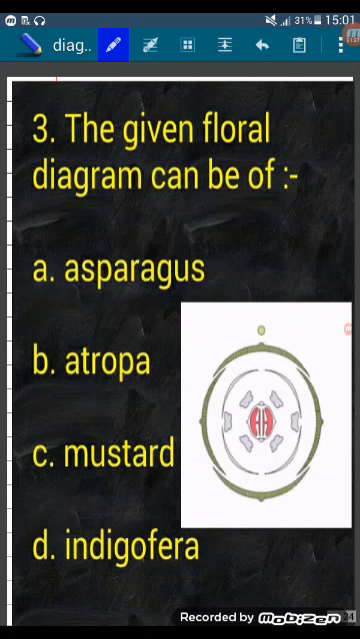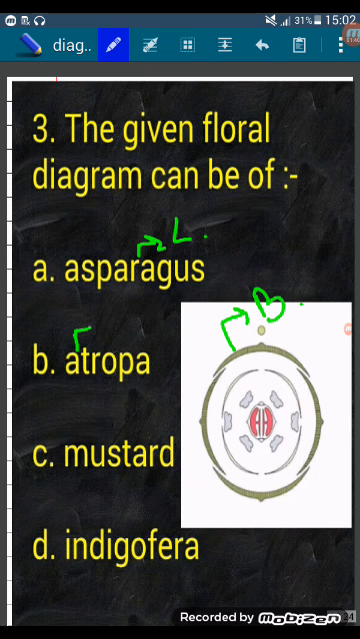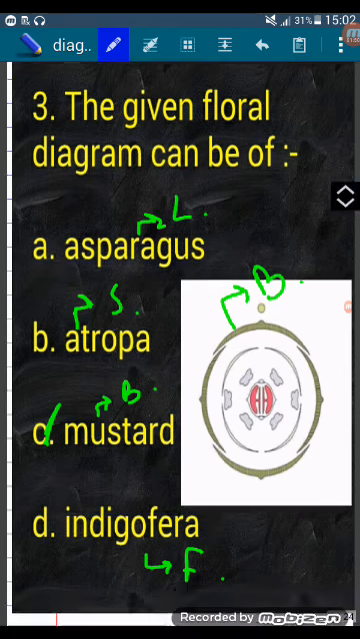Next question. The given floral diagram can be of. So the given floral diagram is of Brassicaceae family. Asparagus belongs to Liliaceae family. Atropa belongs to Solanaceae. Mustard belongs to Brassicaceae and Indigofera belongs to Fabaceae. So answer is C, mustard.